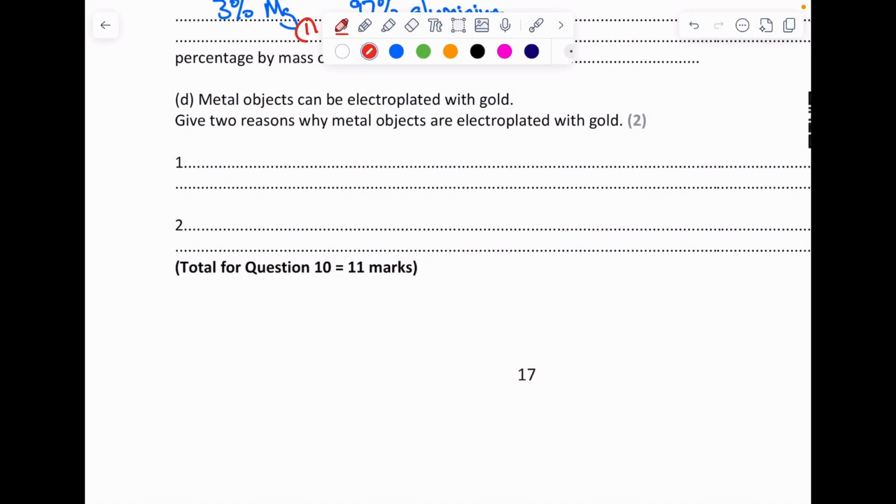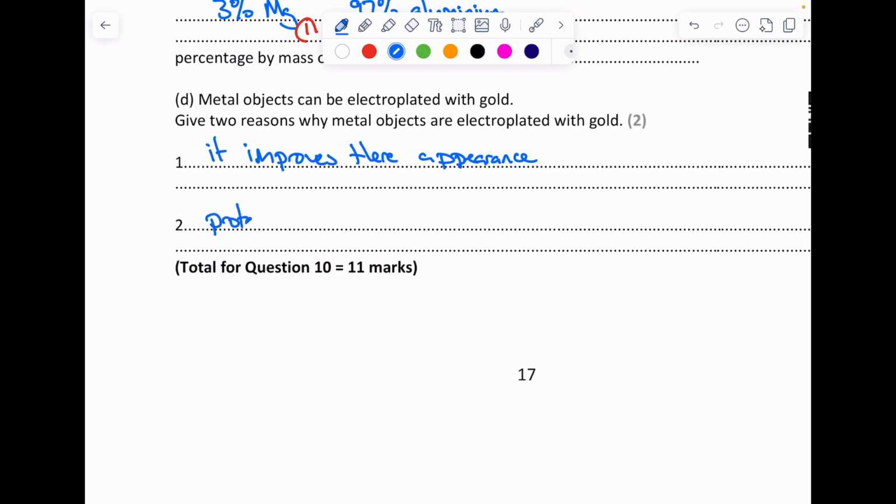So there are 2 reasons we electroplate objects. The first reason is it improves the appearance. So we could add a nice layer over a metal and make it appear to look nicer. And the second reason is that we can protect the metal underneath from corrosion.